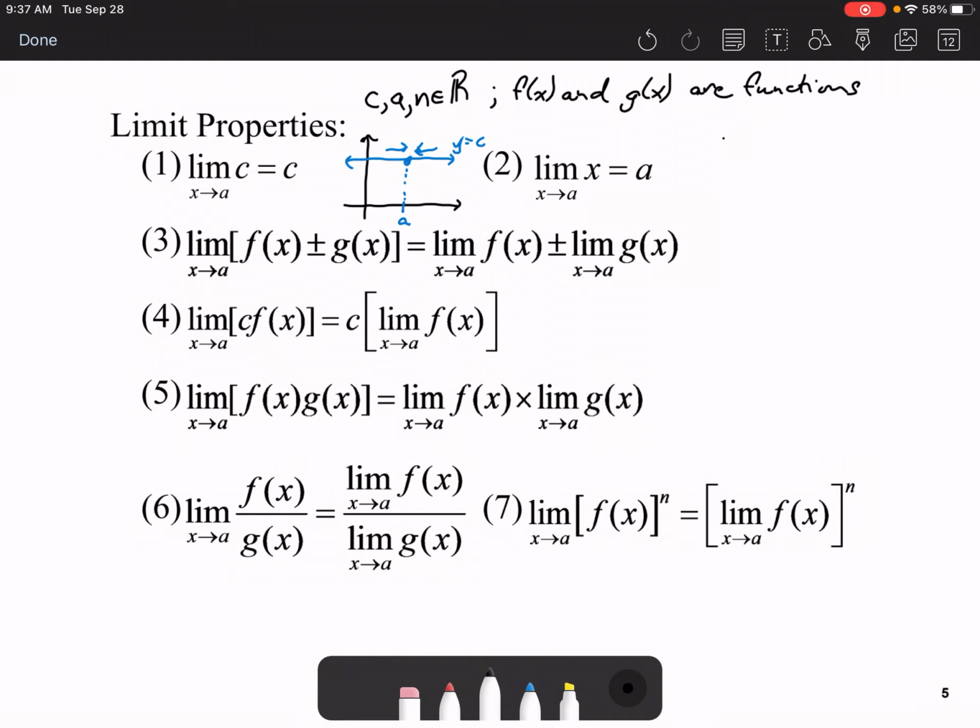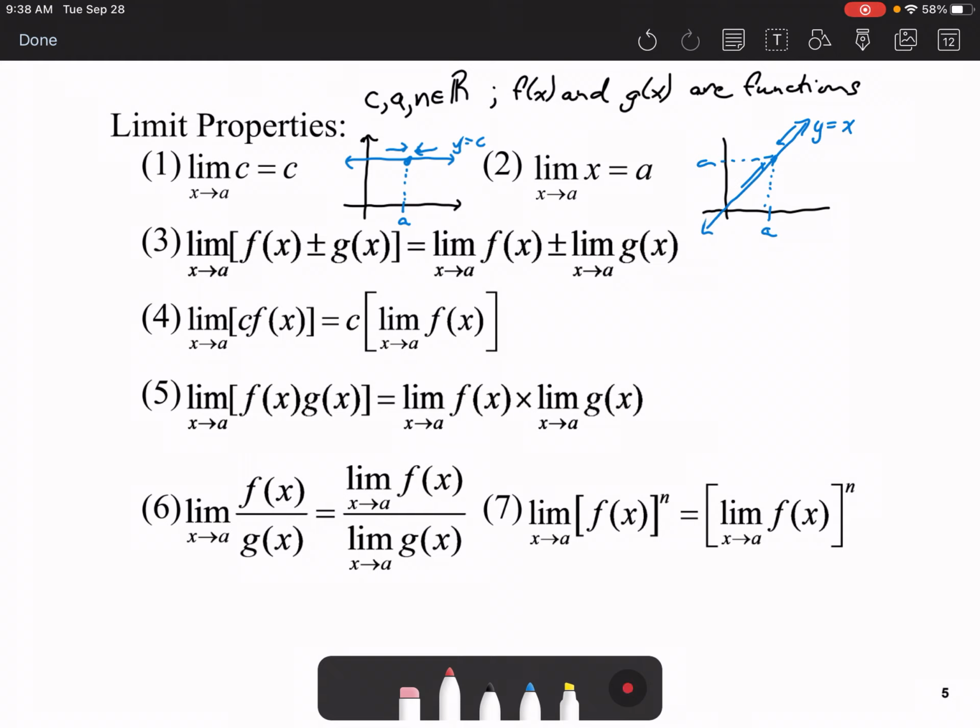In limit property number 2, you can just look at the line y equals x, which is just a diagonal line, the slope of 1, at the value a. As you approach from the left and the right, you get a y value equal to a. So it does turn out to be the exact same value. The rest of the limit properties, numbers 3, 4, 5, 6, and 7, are just combinations of this.